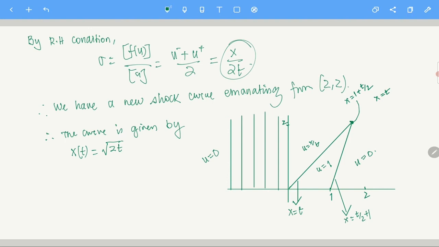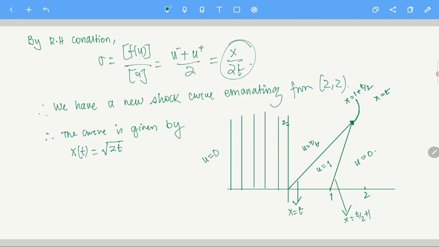So the new curve starts from (2, 2). It starts from here, and it's basically some parabolic kind of thing that will go on up. That will be our new shock curve. Now, what is the solution? Let's just write down the solution.